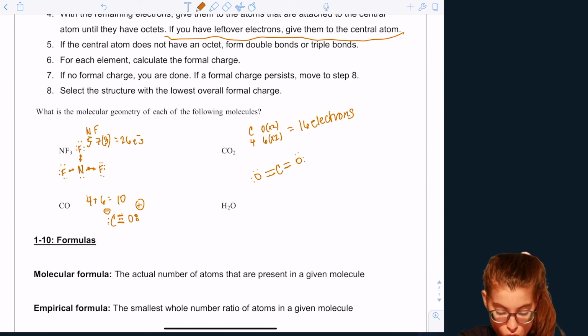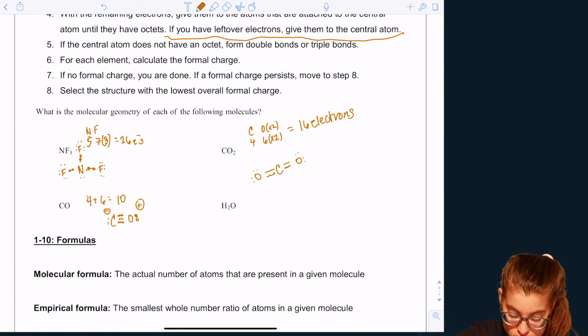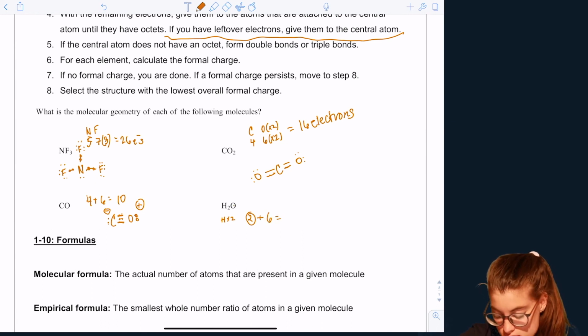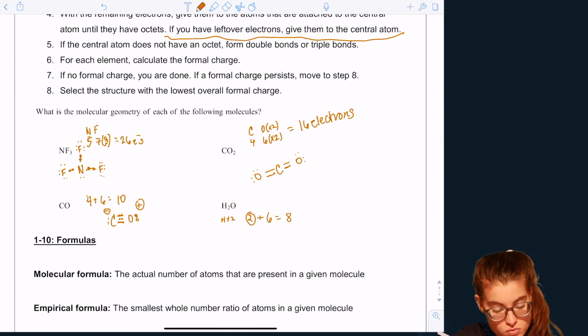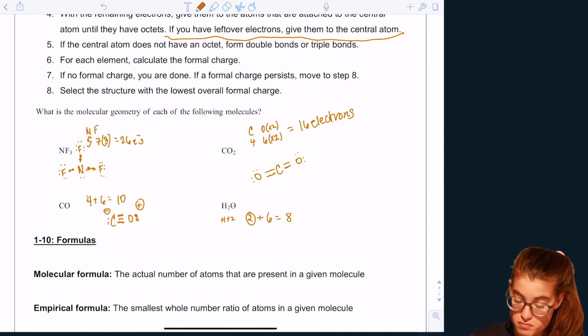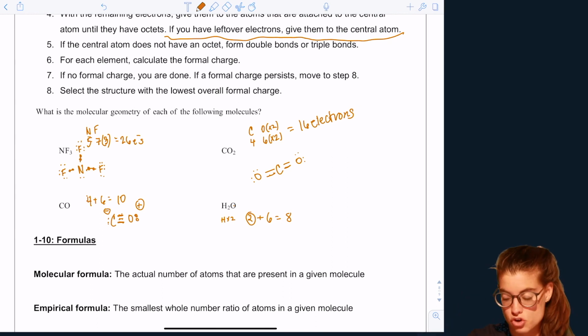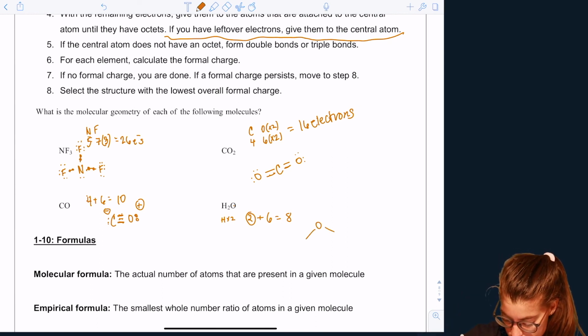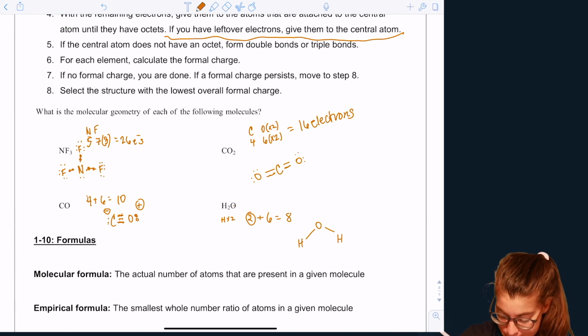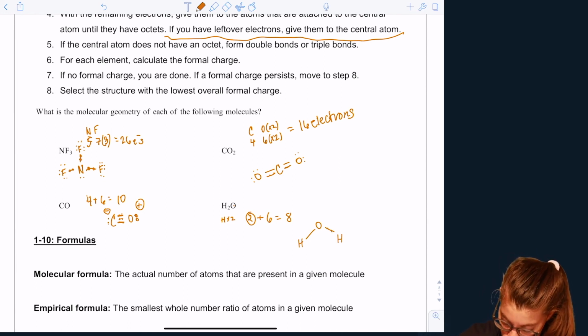Now let's do water. Well, we all know what water looks like, but let's go through the process. So hydrogen, there's 2 of them, so we've got 2 electrons, and then we have 1 oxygen, so that'll be 6. So 6, 7, 8. 8 electrons we can work with total. Now, if we put the least electronegative atom in the middle, except hydrogen, because remember, hydrogen is always a terminal atom, that would leave oxygen to be our only option.